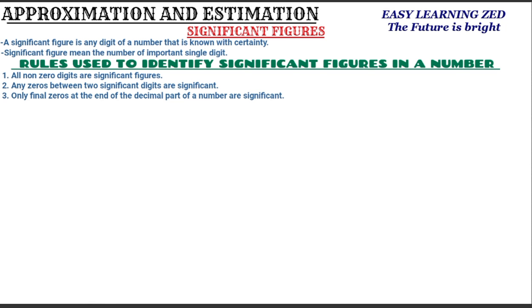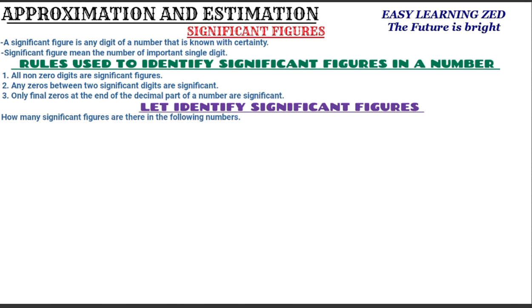The third rule is only final zeros at the end of the decimal part of a number are significant figures. So if you have a decimal number, and at the end of that decimal part there are zeros, those zeros are significant figures. Okay, let's look at some examples.